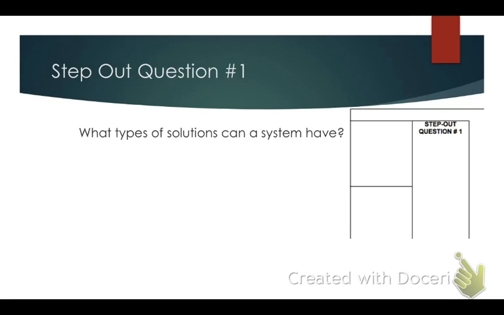So I do have a quick step-out question for you. What types of solutions can a system have? I'll give you a little hint. There's 3. Why don't you go ahead and write out what types of solutions you can get when solving a system.